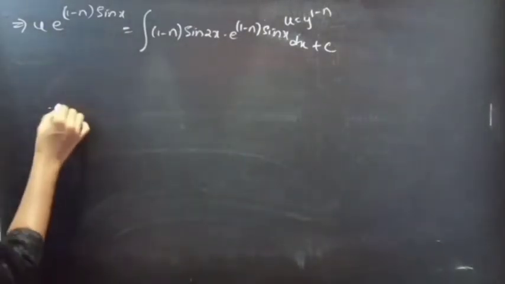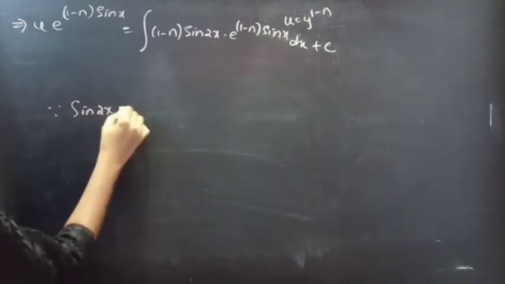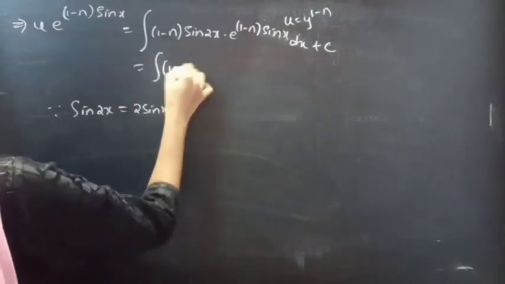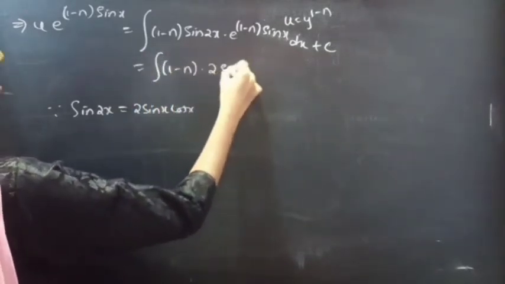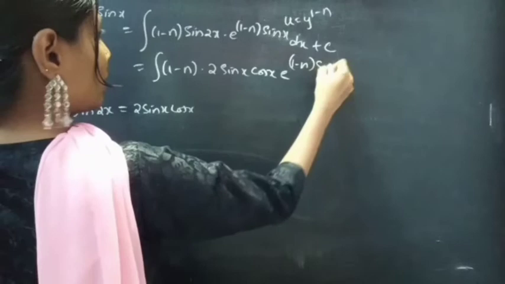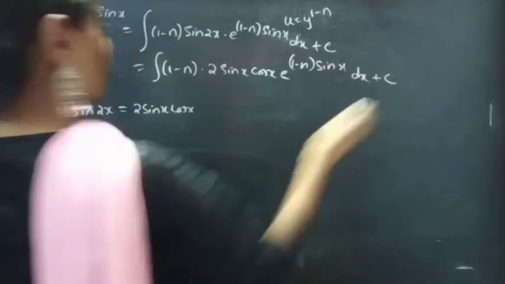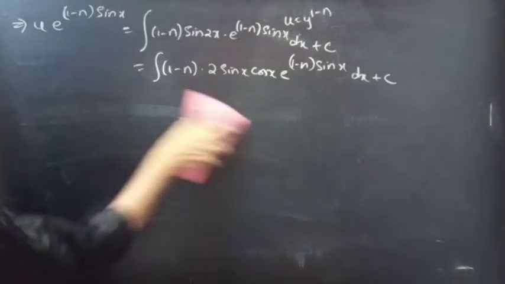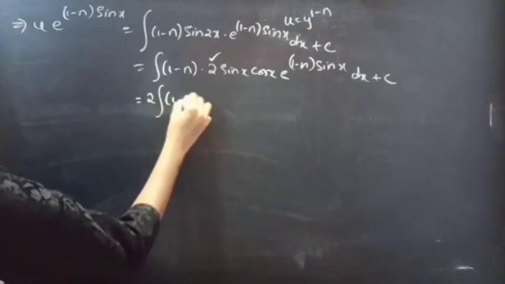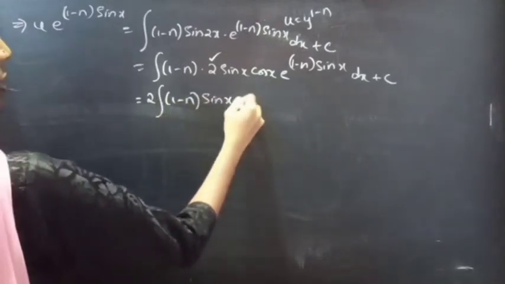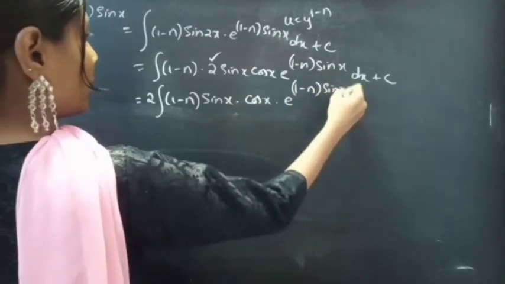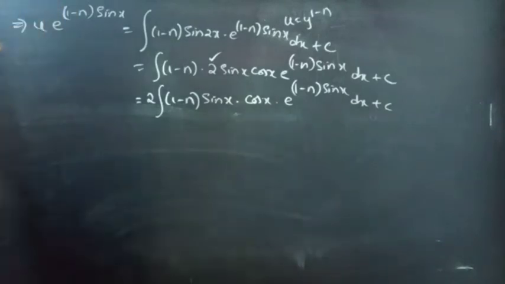Since we know that sin 2x equals 2 sin x cos x, the RHS becomes ∫(1 − n) 2 sin x cos x e^((1 − n) sin x) dx + c. Now write this constant 2 outside the integral. We get 2∫(1 − n) sin x cos x e^((1 − n) sin x) dx + c. Right?